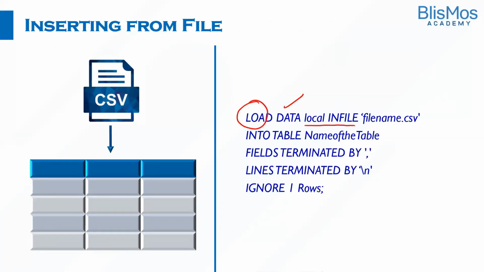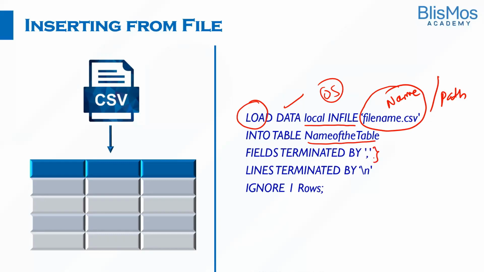This is LOCAL INFILE, which means we are loading the data from a local operating system, and this is the name of the file. Here you can either directly give the name of the file, or you can also specify the path in which the file is located. We are specifying INTO TABLE with the name of the table. FIELDS TERMINATED BY, as I said, you have to pay attention to this while scanning and analyzing the file. In this case, we are saying comma is the separator, and we also have to specify LINES TERMINATED BY new line. And this is also one of the important options.